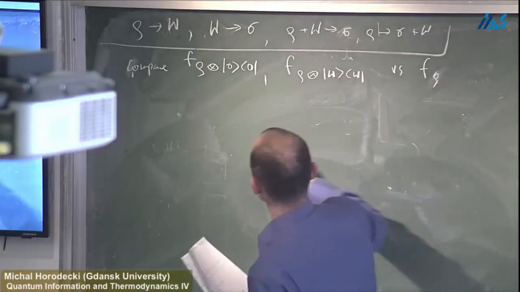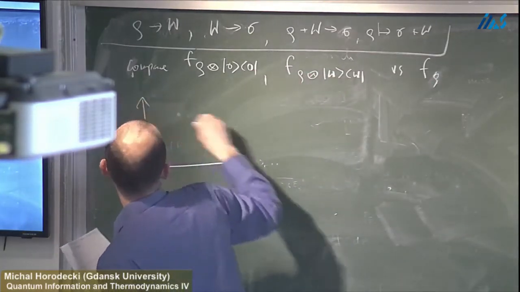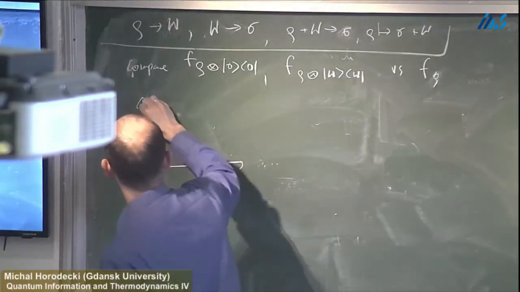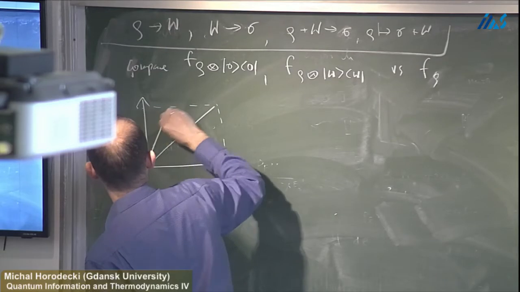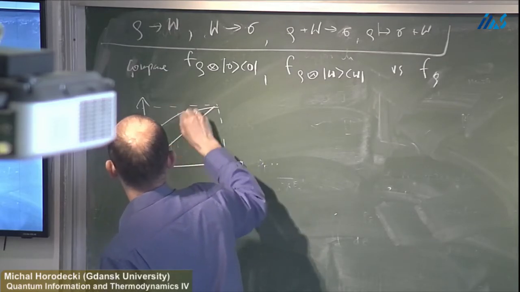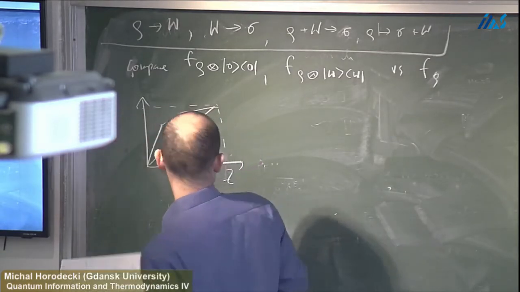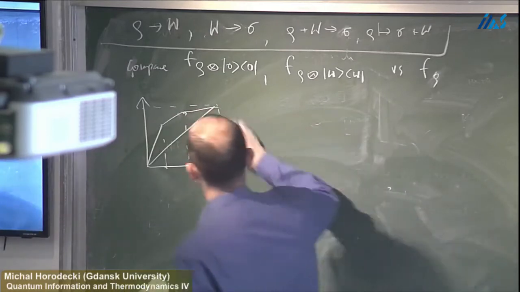So let's start. Let me draw here some generic diagram for rho, which is this, and that. Okay, so here you have, oh, maybe it should be greater.